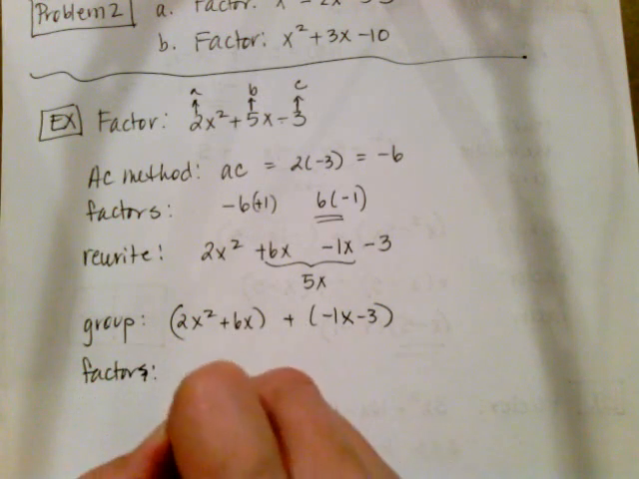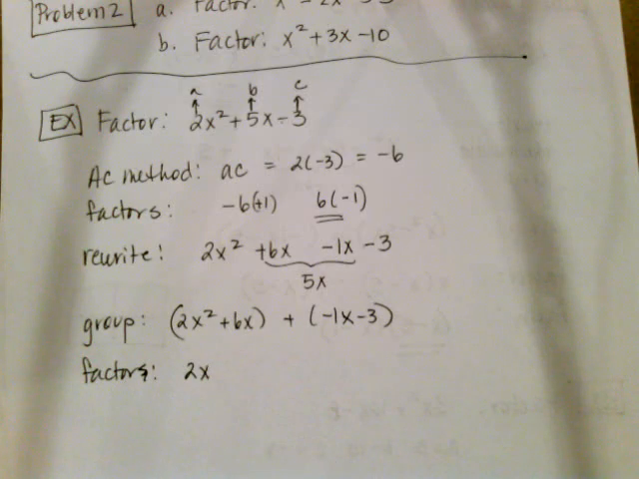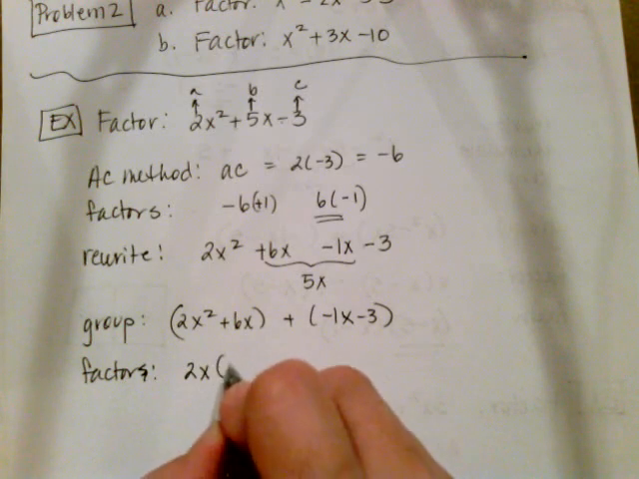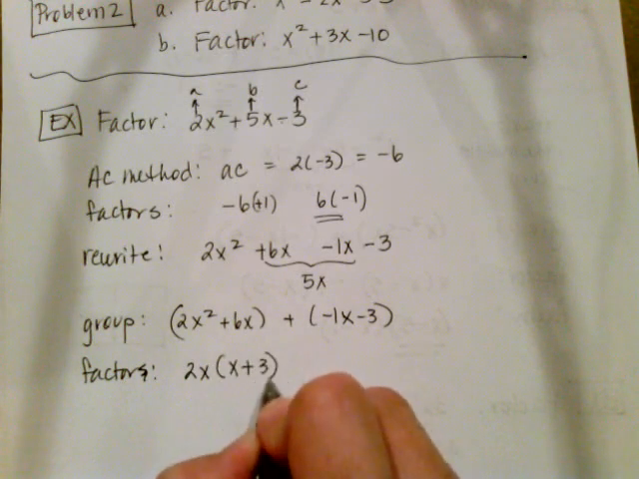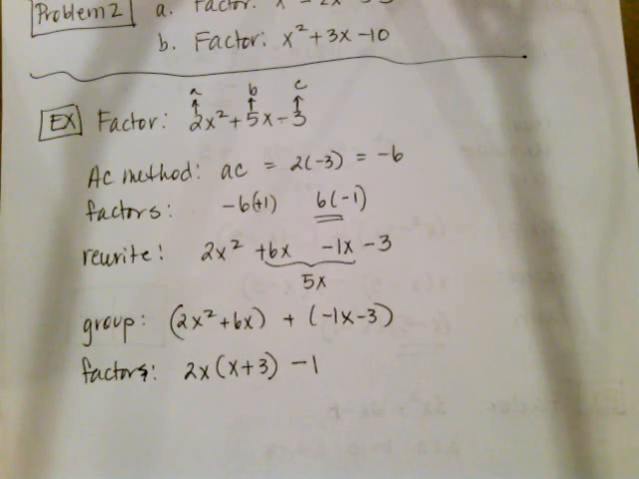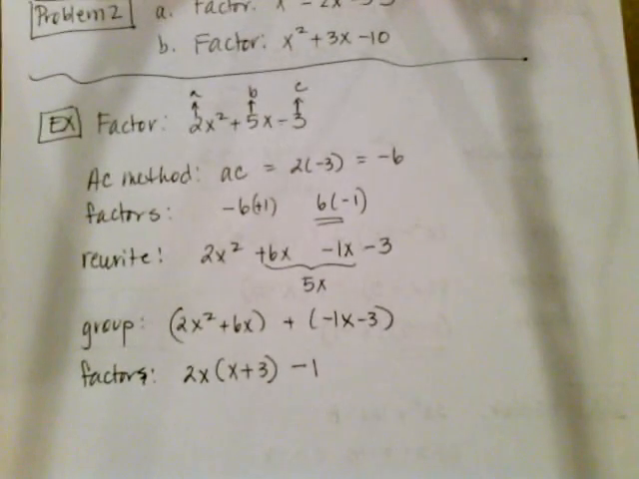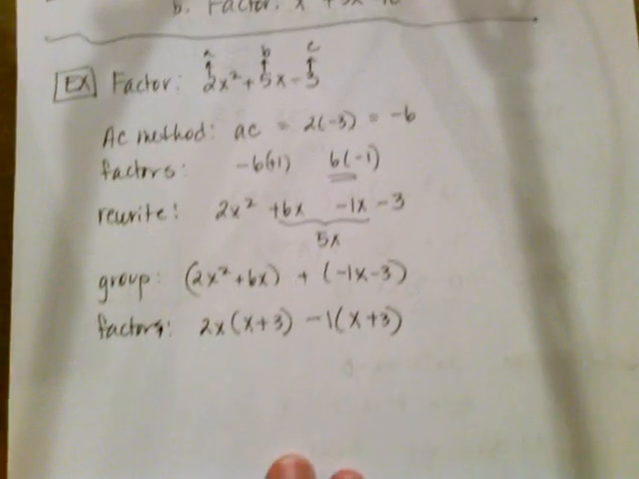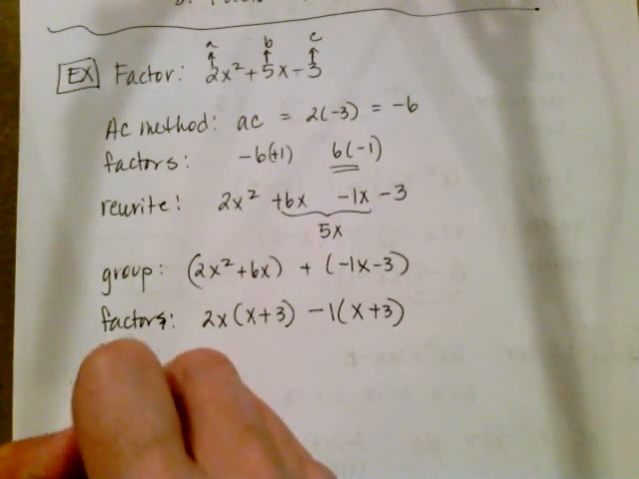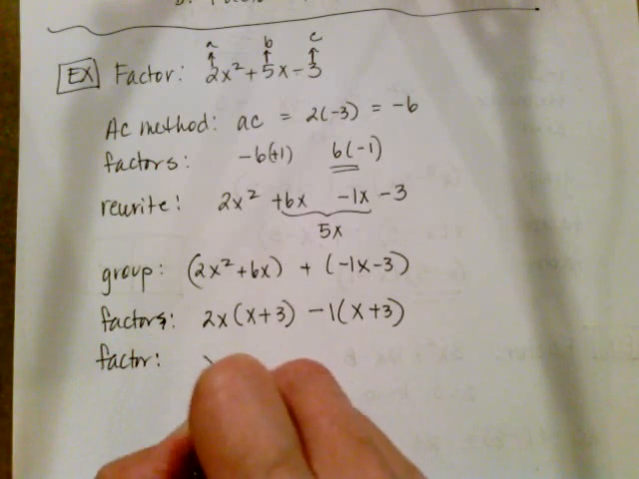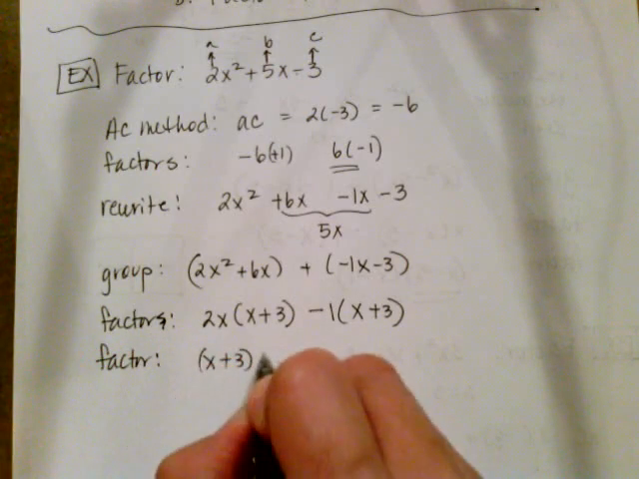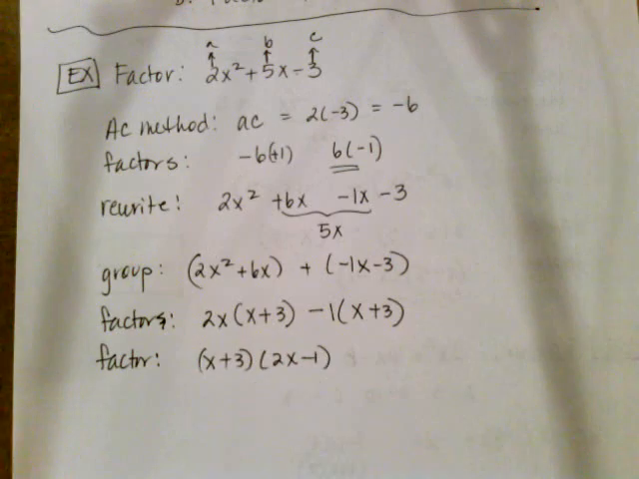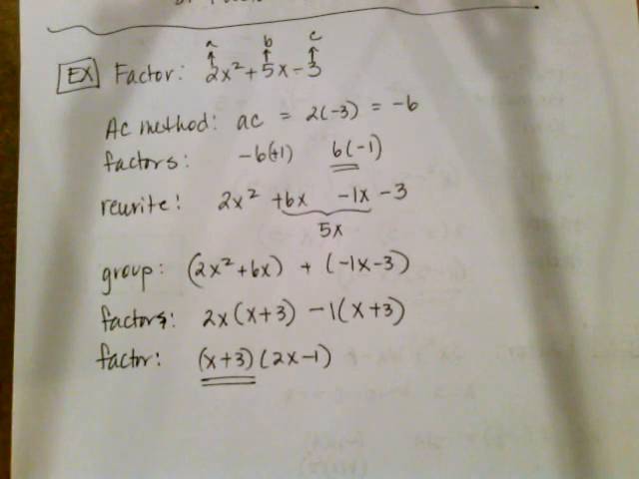So I have a 2 and an x in common. I'm going to factor it out to get x plus 3. Then I'm going to take out a negative 1. The negative 1 is going to change the signs, x plus 3. I'm going to factor one more time. And I'm going to take out the x plus 3. And I'm left with 2x minus 1. And then you're done. Okay?